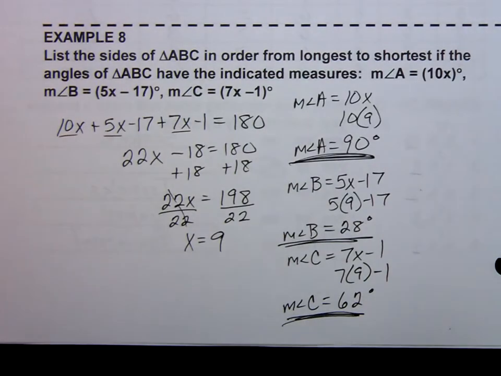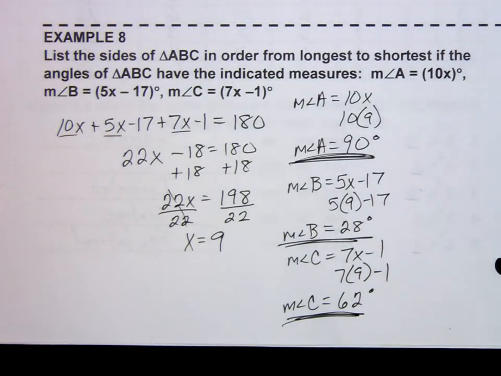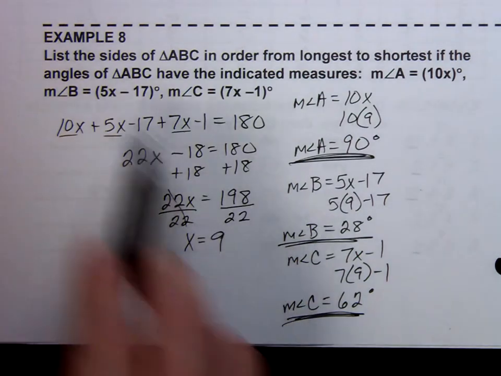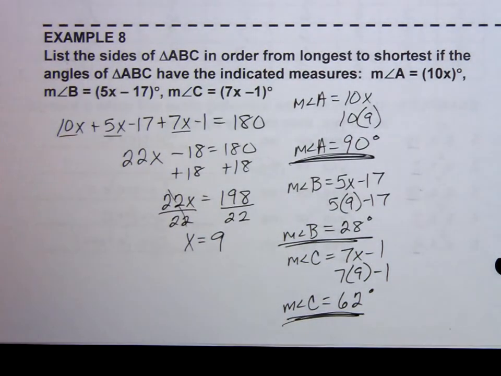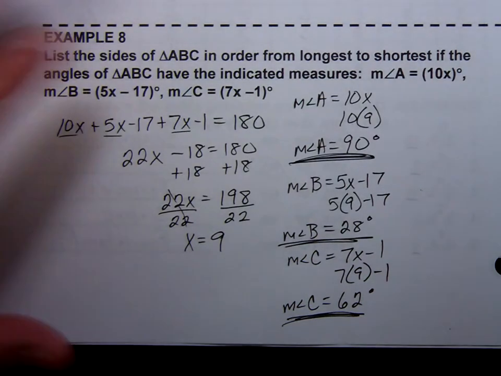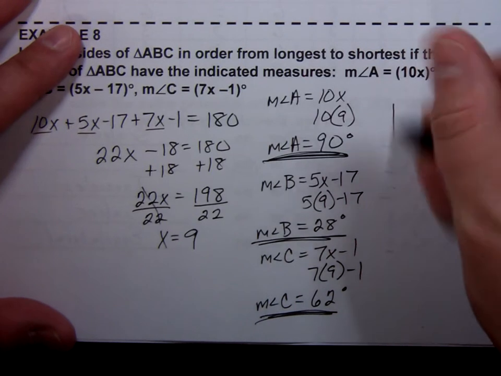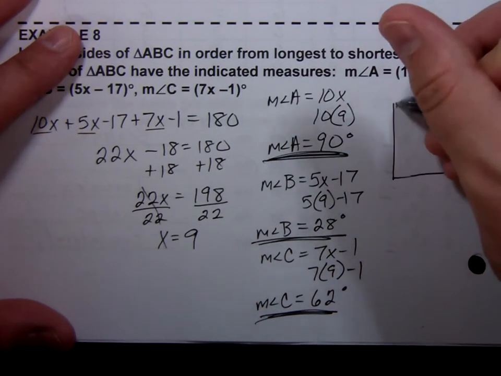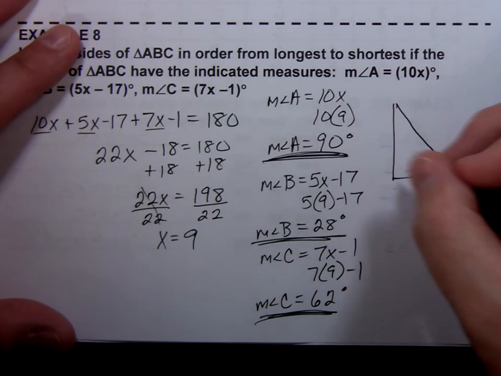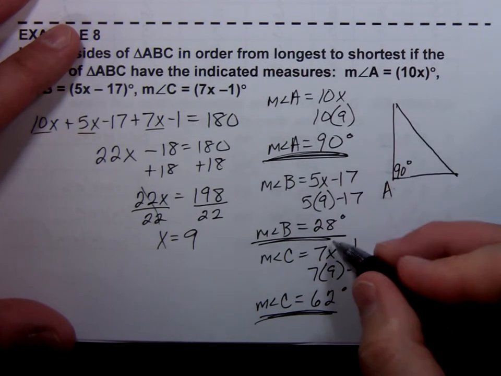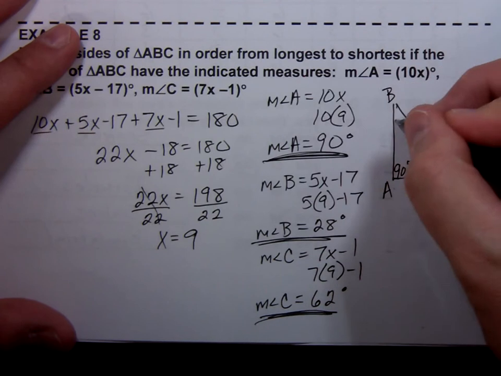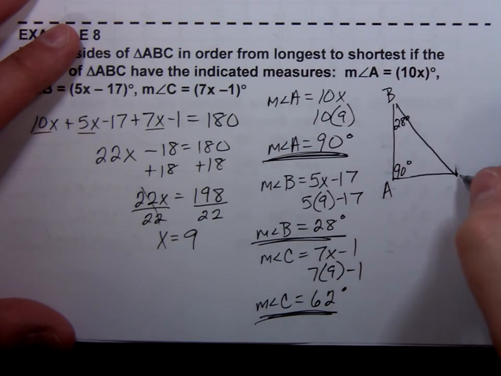Be careful you don't start listing those in order from longest to shortest, or largest to smallest. We're supposed to list the sides in order from longest to shortest. Now you can do it without a picture, but a lot of people find a picture helpful. When you draw the picture, don't stress out too much about what the actual angles are. 90 is easy to remember, so I'm going to go ahead and make that 90. But then B is supposed to be 28. And C is supposed to be 62.